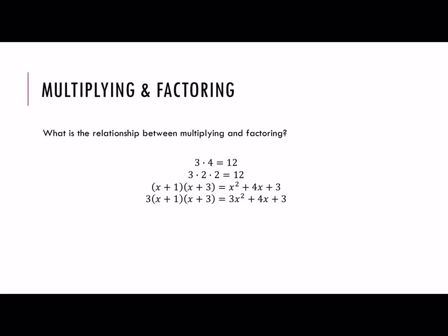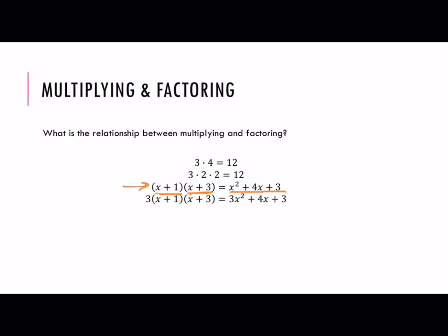Okay, so here are some algebraic examples. We have a trinomial here, x squared plus 4x plus 3, and here are 2 factors that multiply to be that trinomial. So we have x plus 1 times x plus 3, right? And that is the factored form of that expression.